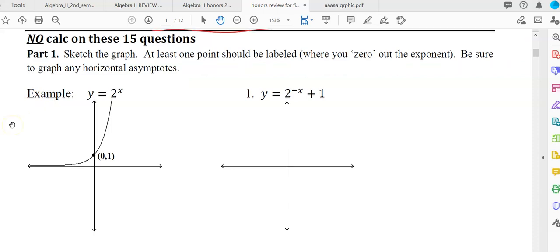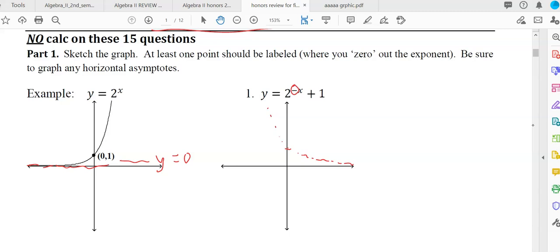Okay, so sketch these graphs. Here's the parent graph, which goes through the point (0, 1). It's not written down there, but it has an asymptote at y equals 0. This one is doing two things. First, it's going to reflect the graph across the y-axis, so right away it's going to have this kind of a look to it.